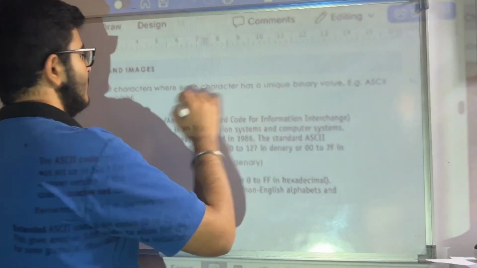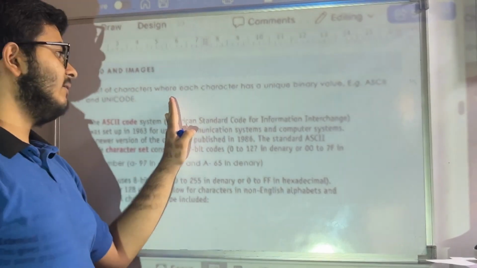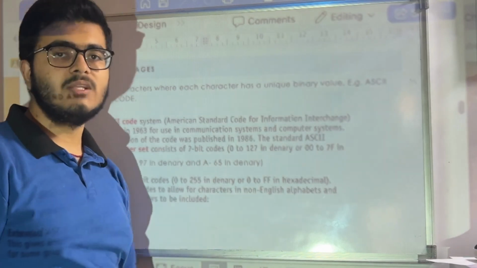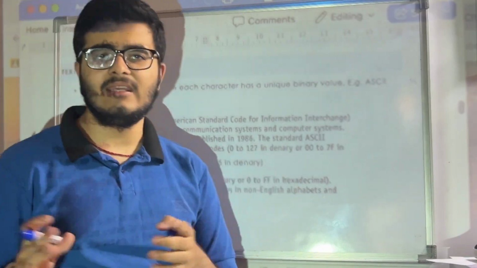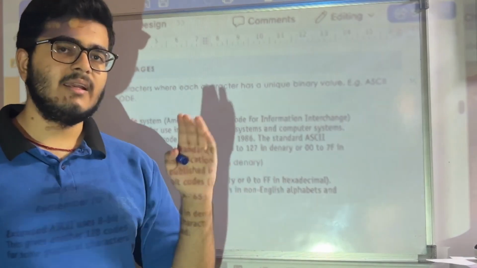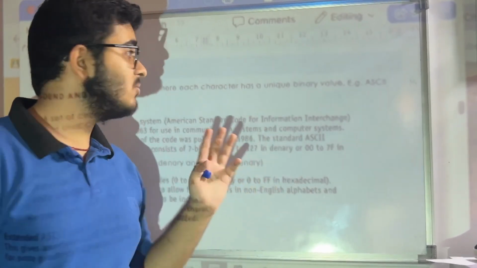This is called a character set. This is the definition of a character set: a set of characters where each character has a unique binary value, right? So we have a set of characters A, B, C, D, E, F, G, H, I, J, K, L, M, N, O, P, Q, R, S, T, U, V, W, X, Y, Z, and each letter A, B and C, each letter has a unique binary value. This is called a character set.